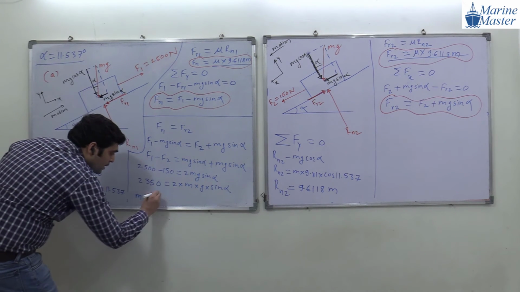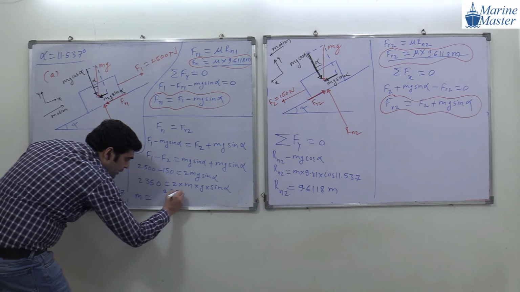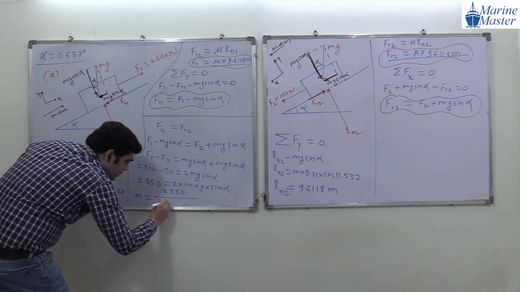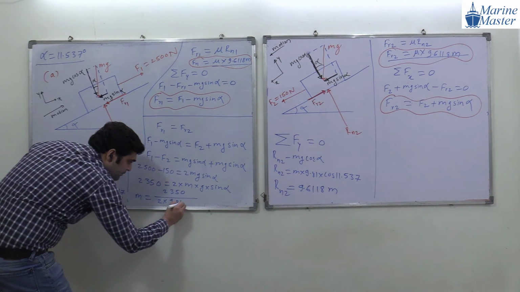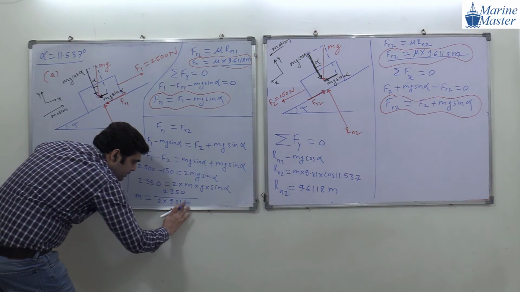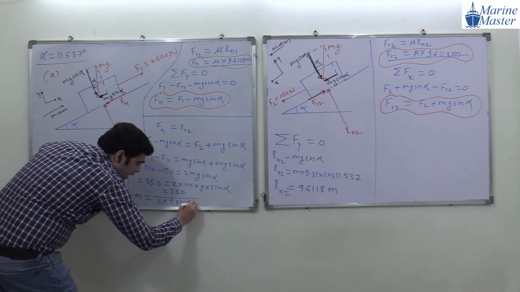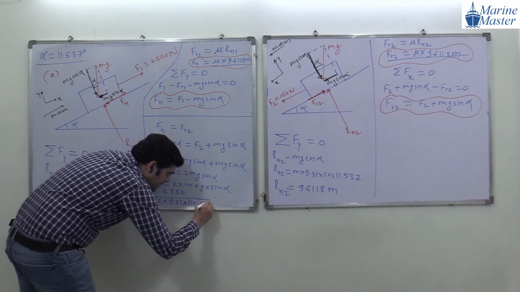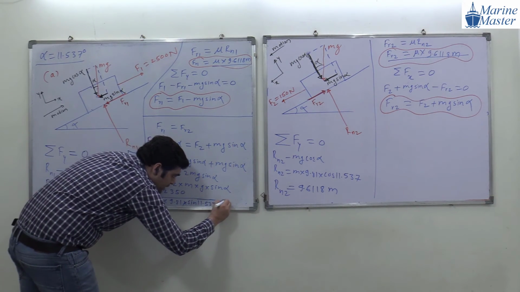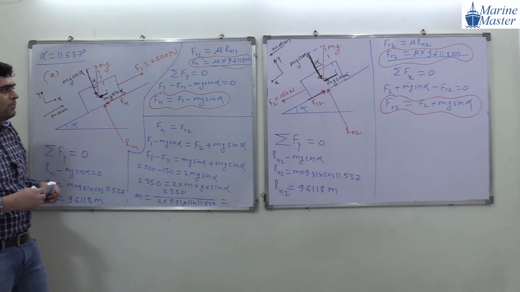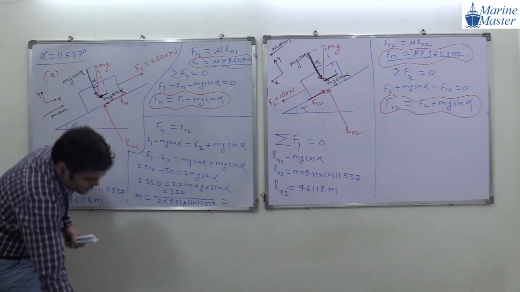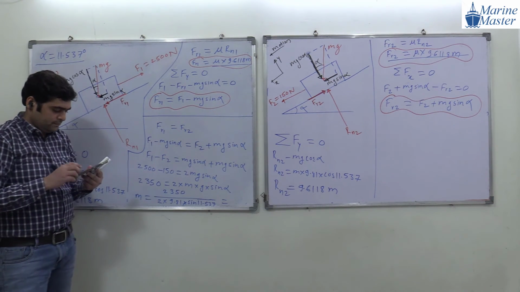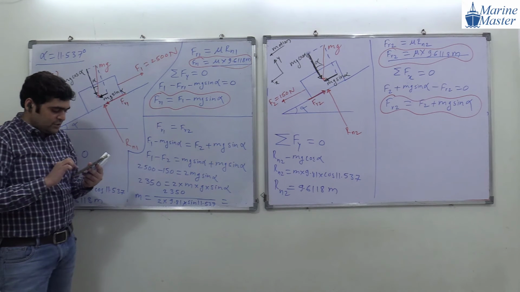Okay, everyone. So what will be the value of mass? M is 2350 divided by 2 times g, which is 9.81, into sine of 11.537. Okay, guys, are you getting the point? Try to see the scenario here, and in this way we will get the mass. How much mass value we will get? Everyone, please do the calculation.